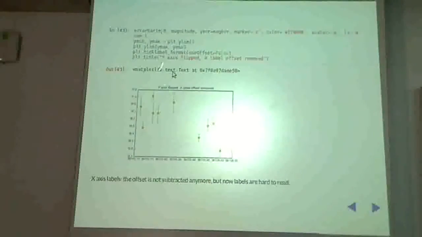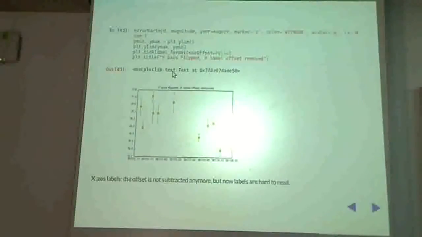Replotted the plot, plot.ylim, ymax comma ymin, instead of ymin comma ymax. We just swapped the order. Of course, all the points will then reverse automatically. Plot.tick label format, use offset equal to false. So that automatic offset in Julian date, modified Julian date, has now been removed, and all those numbers are now plotted next to each other.